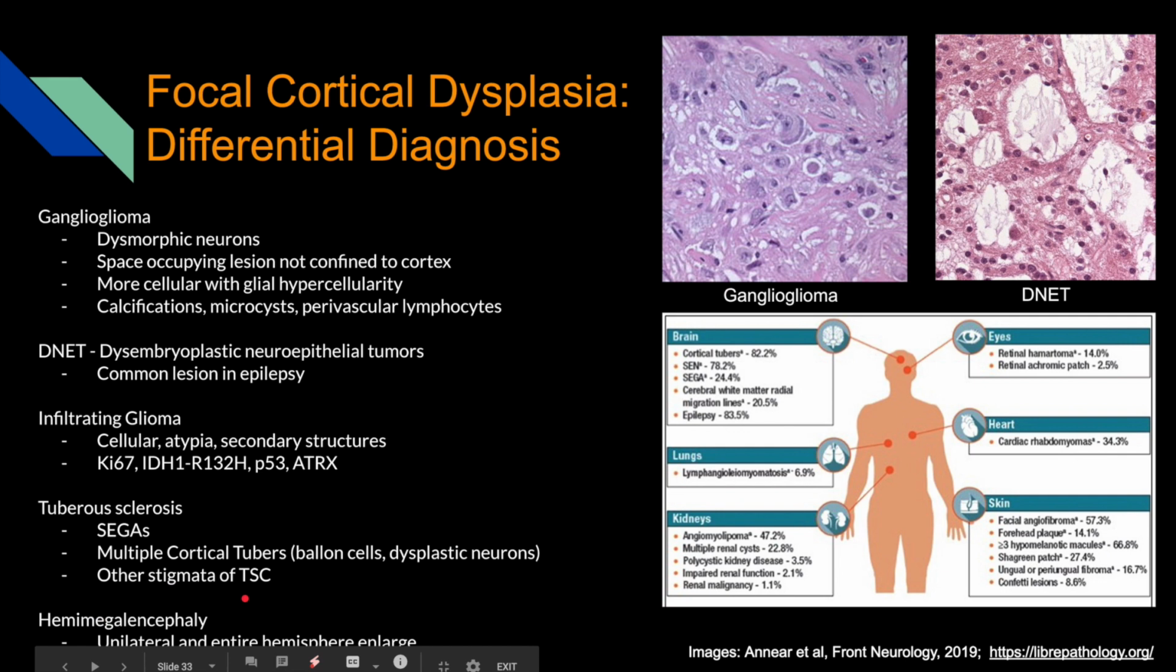In hemimegalencephaly, again, they can look very similar. These are, again, all based on this tuberous sclerosis complex and mTOR pathway. So this is not surprising that they look somewhat similar, but in hemimegalencephaly, you get an enlargement of the entire hemisphere rather than just a focal area, as FCD would imply.